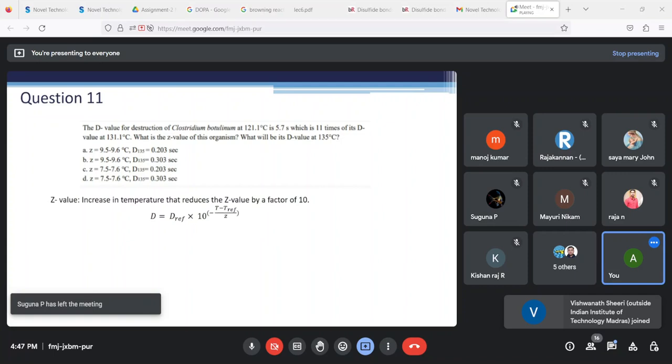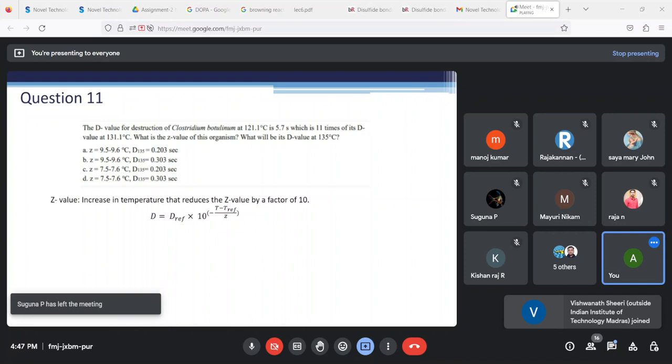Let's say at 30 degrees my D value is somewhere around 10 seconds, but at 40 degrees my D value is somewhere around 1 second, then my Z value is 10 degrees. If my Z value is more, let's say 20 degrees or 30 degrees, it means I have to drastically increase the temperature to reduce the D value, which means microorganisms are not dying if I just reduce it by 10 degrees.